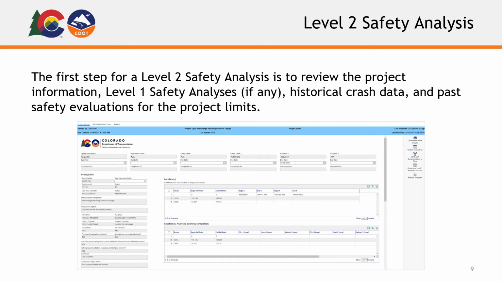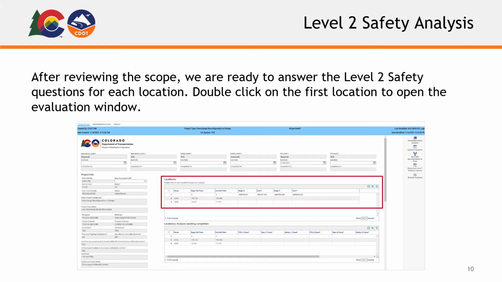Once the project loads, be sure to review the additional or supplemental information and/or any notes. If the PM, RTRL, or other RTRs have loaded this, it can be found in the Documents and Notes table at the bottom of the window. Next, you will scroll up to review the due dates located at the top of the evaluation window. After reviewing the scope, we are ready to answer the Level 2 safety questions for each location.